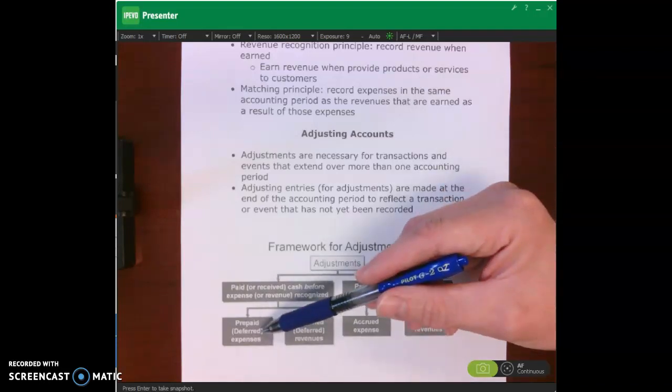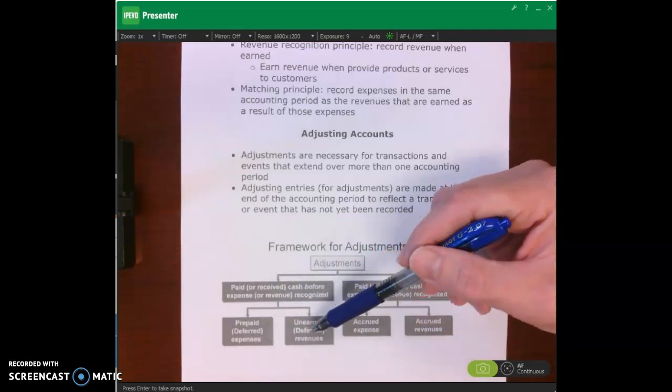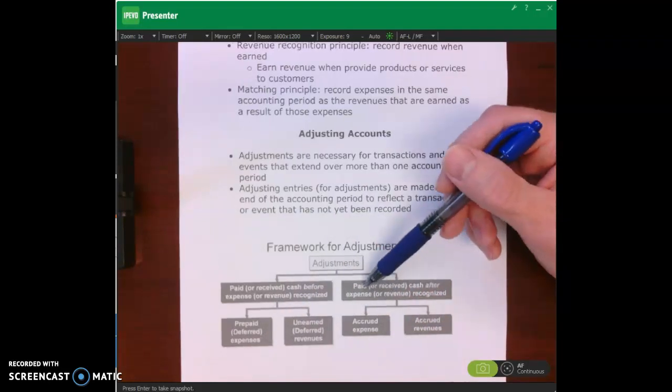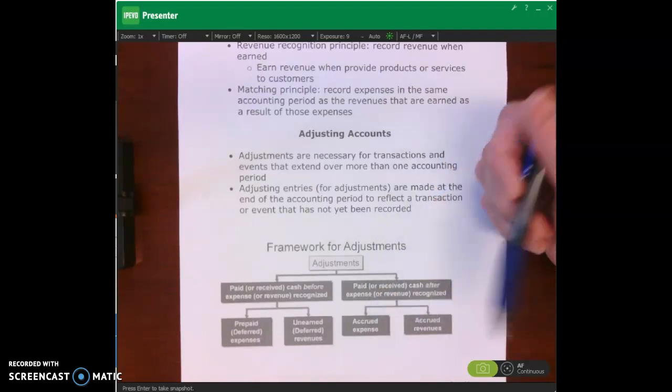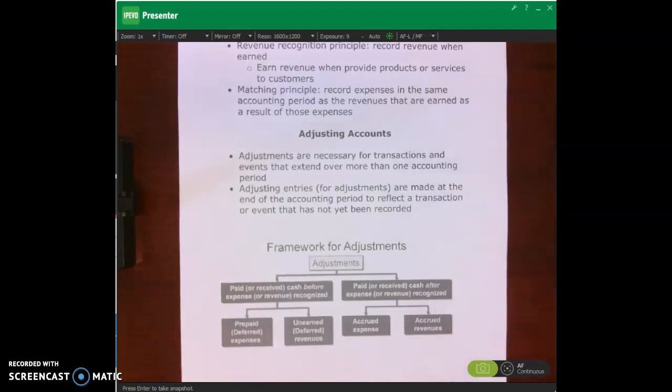So we'll be looking at journal entries for prepaid expenses, unearned revenues. We'll also be looking at adjusting journal entries for accrued expenses and accrued revenues. So accrued expenses would be a situation where we have to recognize rent expense because it's been incurred, but we don't pay it until the next accounting period. Accrued revenues would be a situation where we've performed the service during this accounting period, but we don't get paid until the next accounting period. So we have to recognize the revenue in this accounting period because of the revenue recognition principle that says we recognize revenue when it's earned.